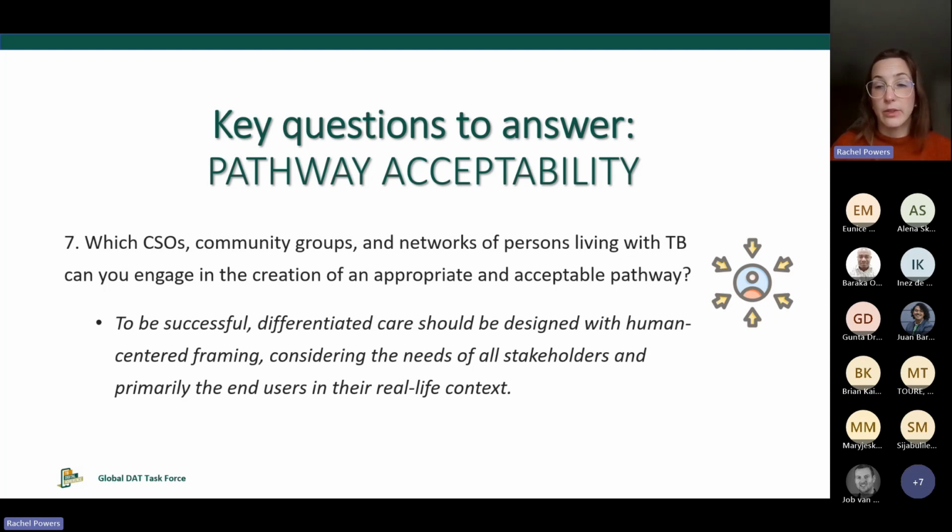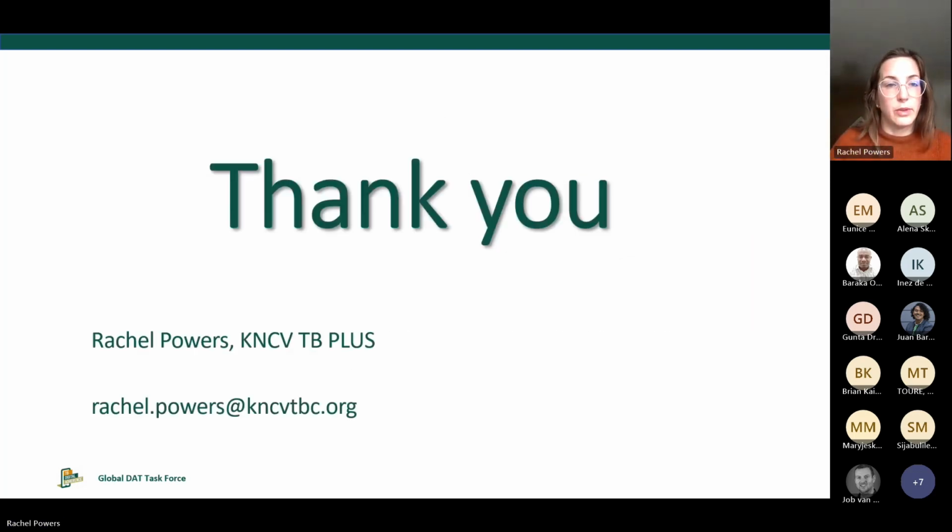And the key here is that for this pathway to actually be acceptable, of course, the technology needs to work and the human intervention needs to work, but this whole package needs to be human-centered, considering the needs of the stakeholders, but primarily those clients, those persons undergoing TB treatment. So with that, I will wrap up and I'll hand it back to Inez. Thank you.